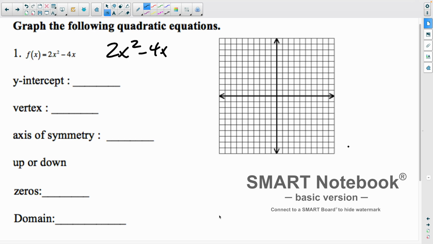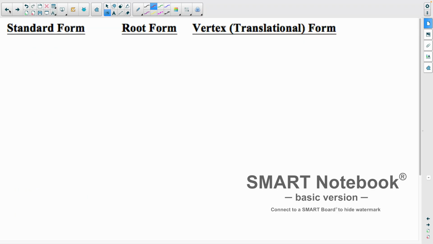To work this problem right here, kind of as a warm up. But before we get into that one, I'm going to do a couple things real quick. I want to talk about the three different ways that we can write quadratics.